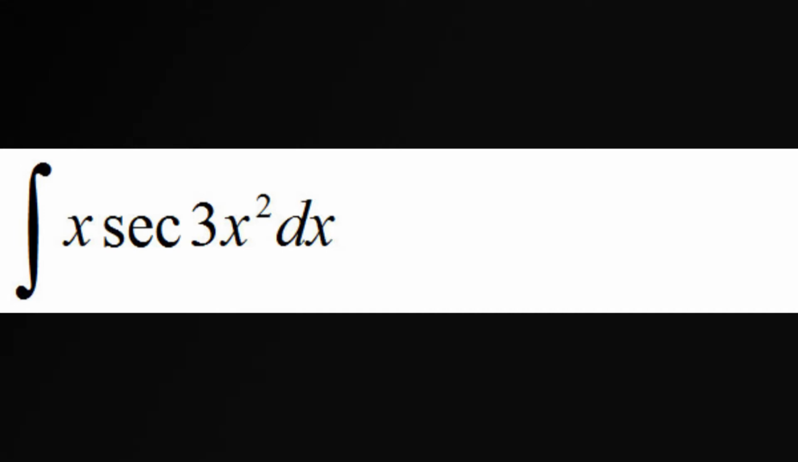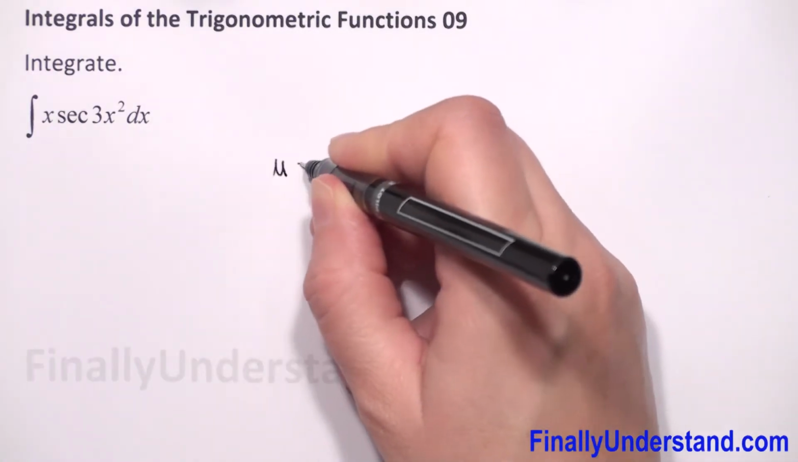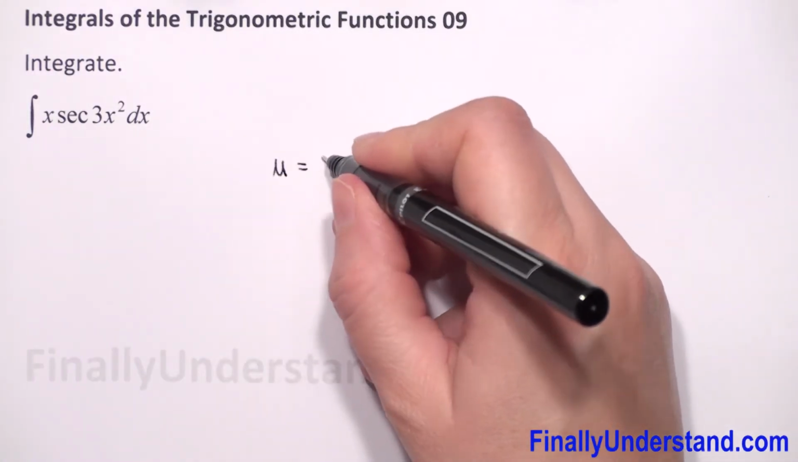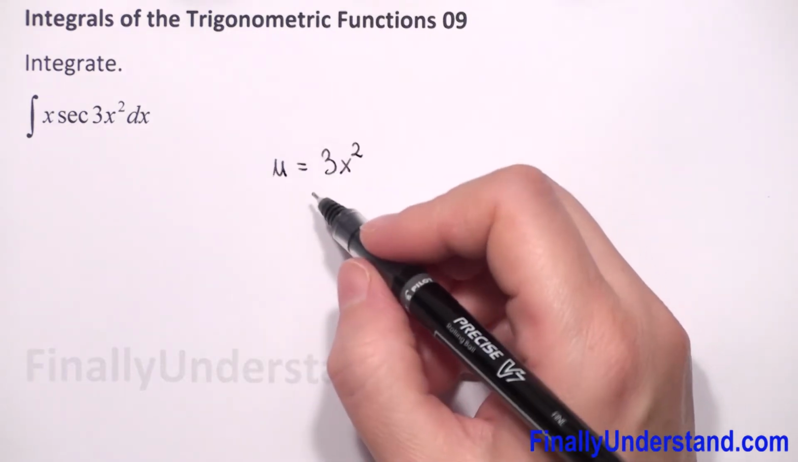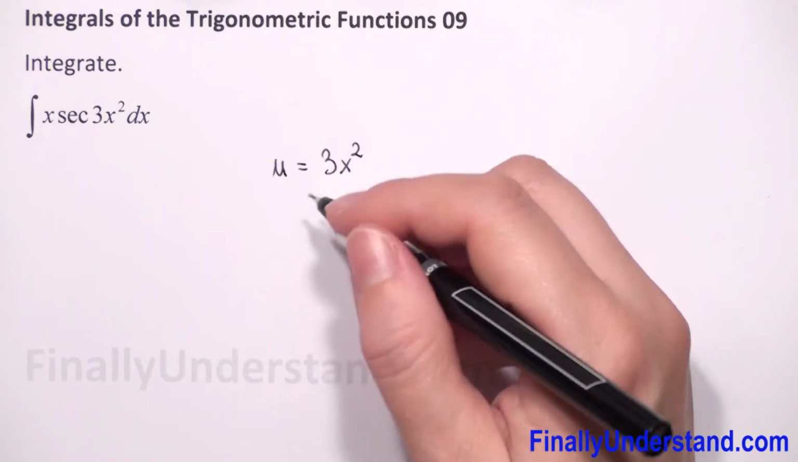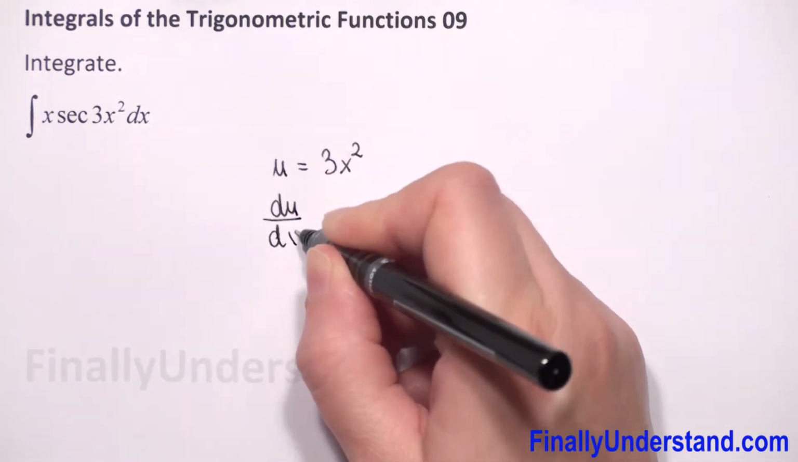To solve this problem, we will use substitution method. So I will put u is equal 3x squared. Now we have to find the derivative of both sides of our equation with respect to x. So du over dx is equal, derivative of 3x squared is 6x.